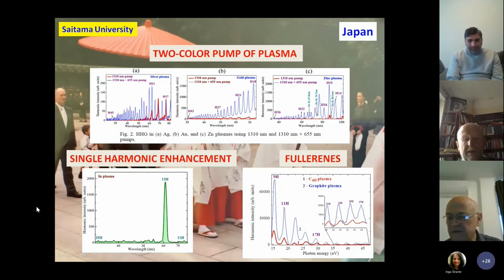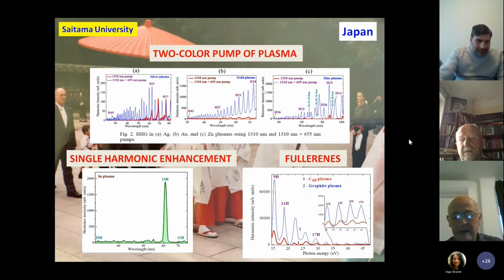And this method, which I will further elaborate in the next pictures, is a very interesting approach to create some sources at fixed wavelengths. Some other interesting features observed at these conditions are studies of fullerenes. Fullerenes have very interesting features from the point of view of analysis of their surface plasmon resonances. And these features will be shown a bit later.